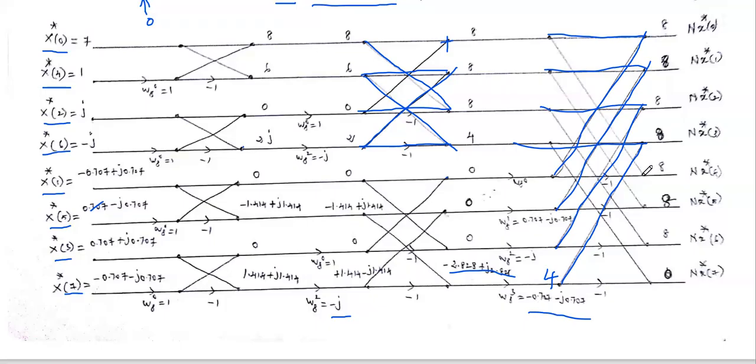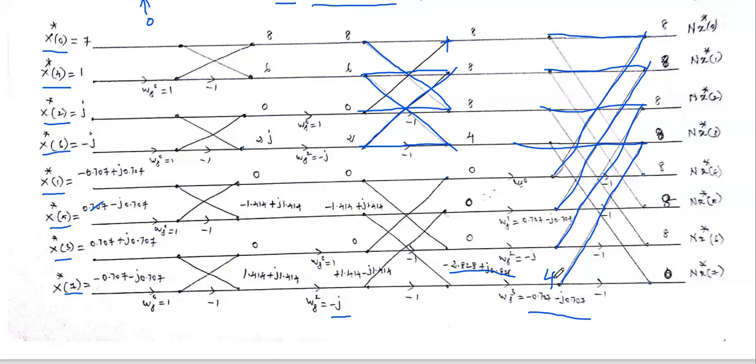Similarly, the answer appearing in the fifth line is 8 minus 0, same 8. Similarly, 8 minus 0, 8. Similarly, 8 minus 0, 8. And in the fourth last line, you see here 4 is coming.